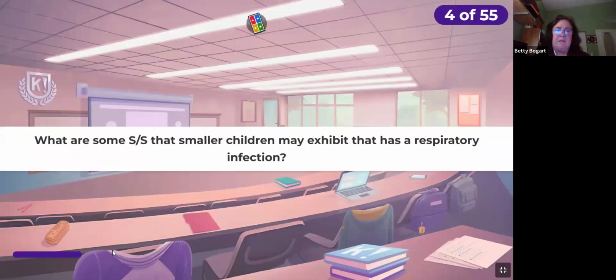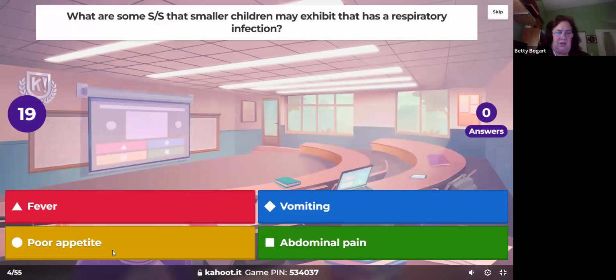A multi. What are some signs and symptoms that smaller children may exhibit that have a respiratory infection? Kids that are sick, upper respiratories, noses are full of mucus. What are you going to see in them? Remember, they usually have a fever, right? I'm going to give that one to you.